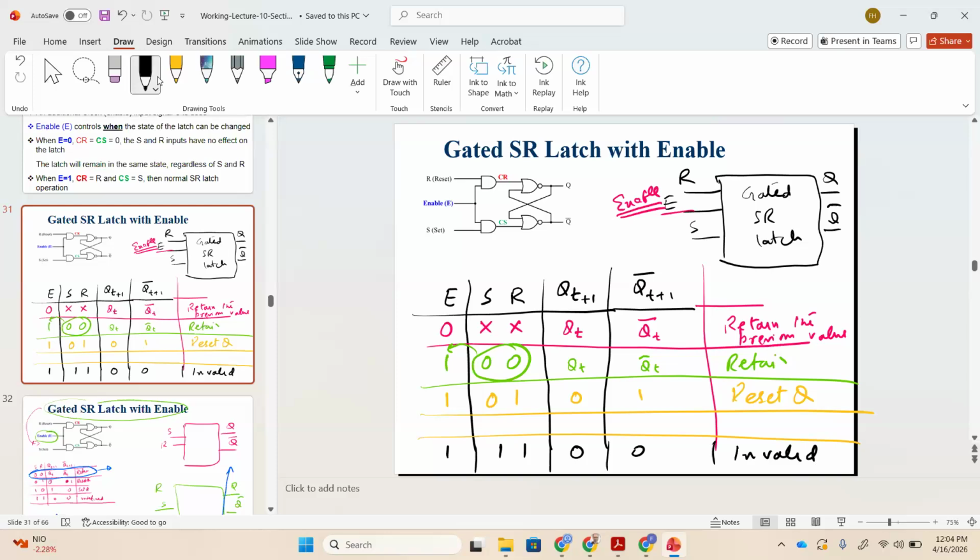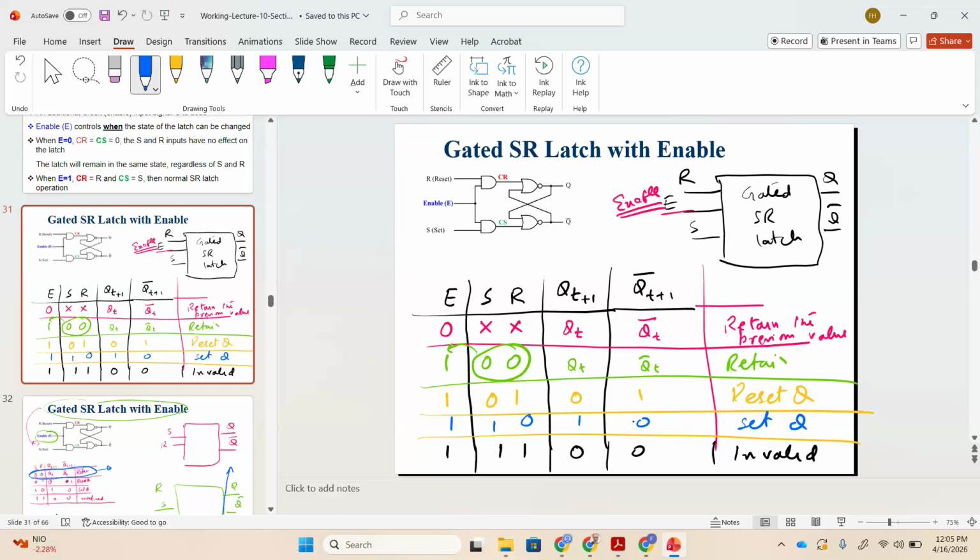And what about the blue color? So now let's start with the blue color. 1 and 0. Help me. 1, 0 is set Q. And what will be the QT plus 1 and QT plus 1 bar? 1 and 0. What's your good name? Rex. The second response from you. So it is actually 1, 0. Any question? So this is the block diagram of a gated SR latch with an enable signal. Got it or not got it?